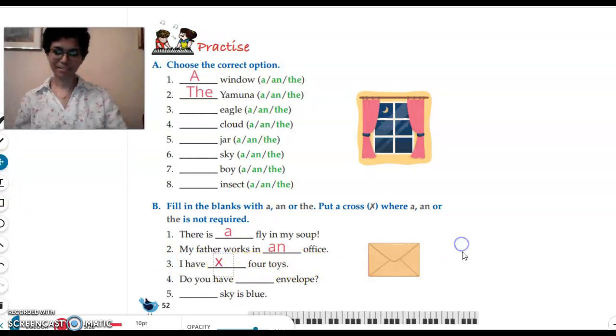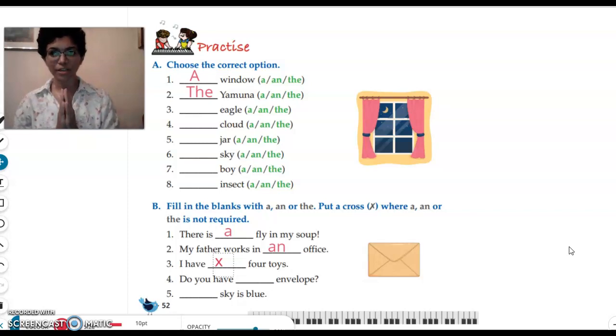This is how you have to complete this exercise. And I'll give you a hint. There are 2 other sentences where you don't need to put any article. There are 2 more sentences where you don't need to put an article. Okay, so we finished here.